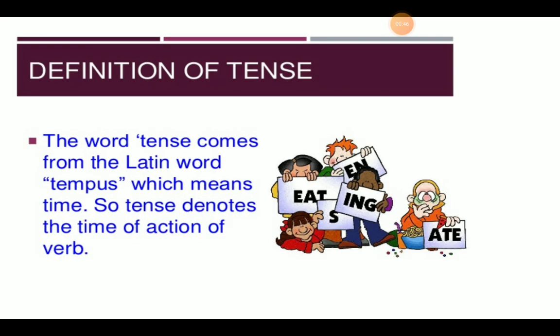Could you understand? Let me say it in simple words. Tense came from the Latin word tempus. Actually, it means the time of the action of the verb. It denotes the time of action of the verb. That is, it refers to when the action had taken place.